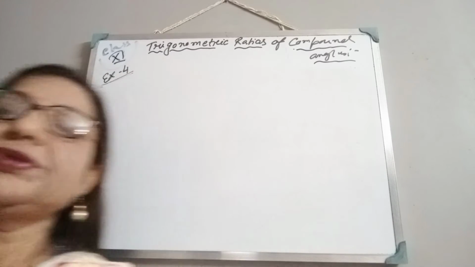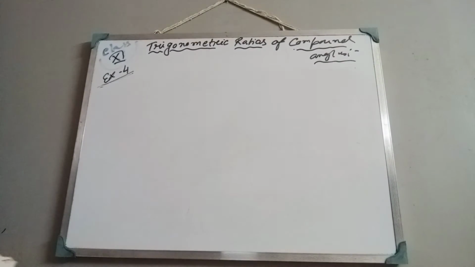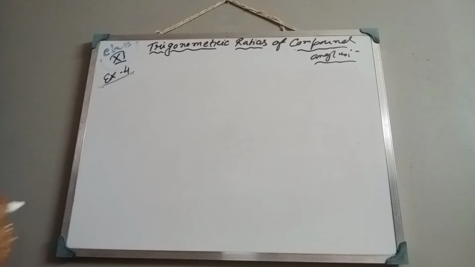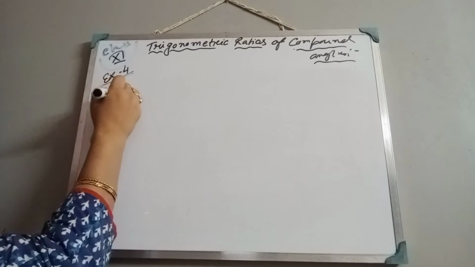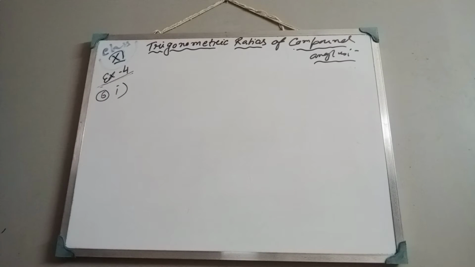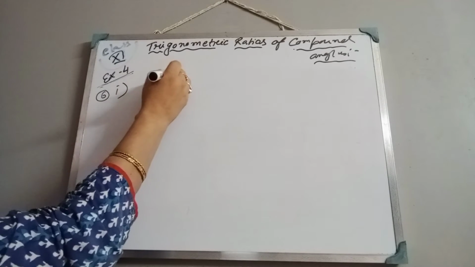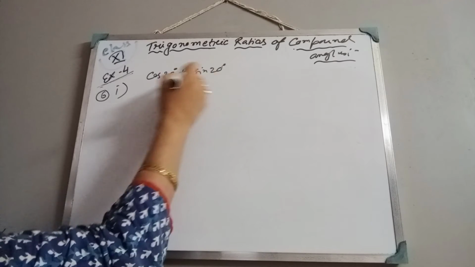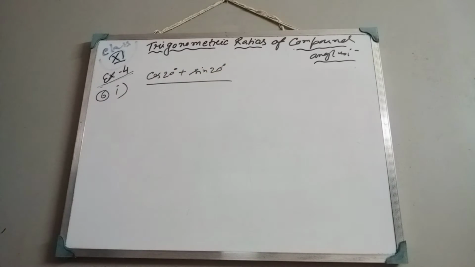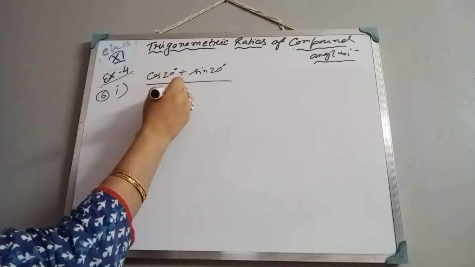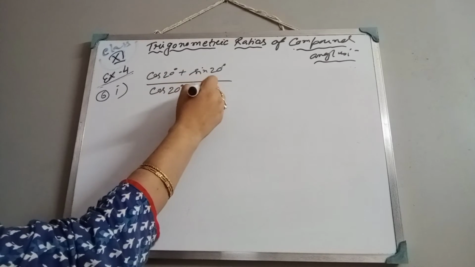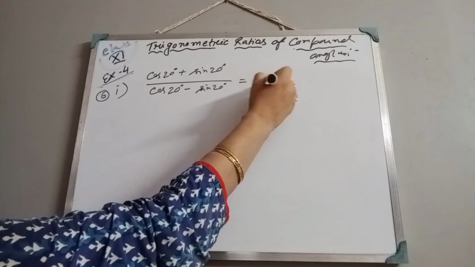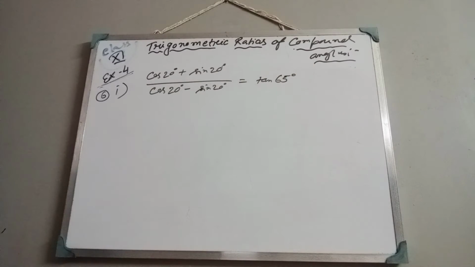Class 11, let us continue the chapter compound angles, exercise 4 we are doing. Now, sum number 6 part 1. We have to prove that (cos 20 degree plus sin 20 degree) whole divided by (cos 20 degree minus sin 20 degree) is equal to tan 65 degree.